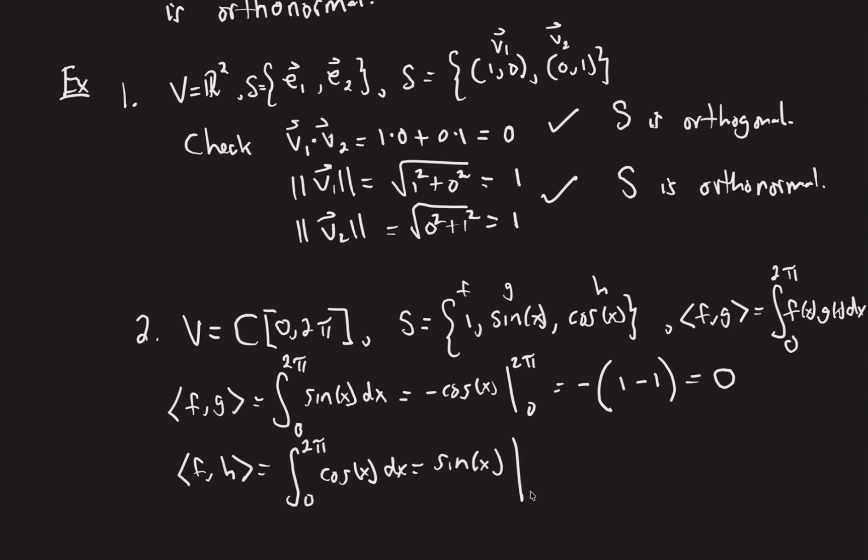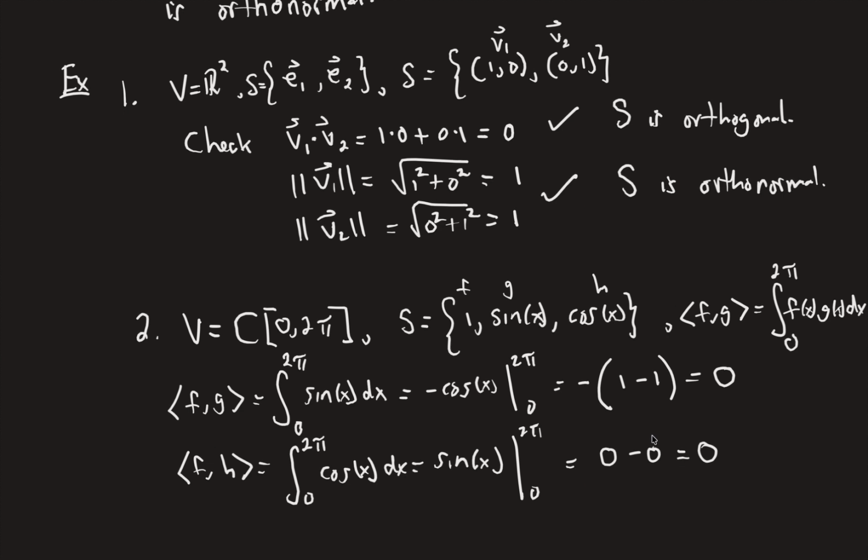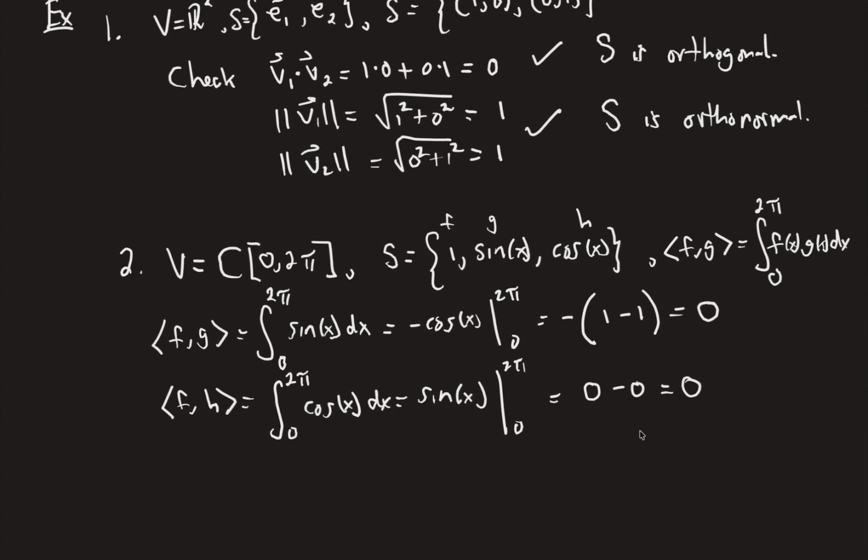Then we're going to evaluate that from 0 to 2 pi. And now, the sine of 2 pi is 0. In fact, I don't have to write that. And then the sine of 0 is 0. That's also 0. So this pair is orthogonal.